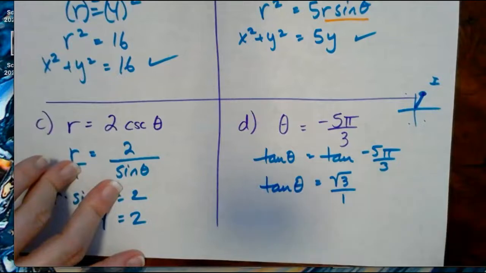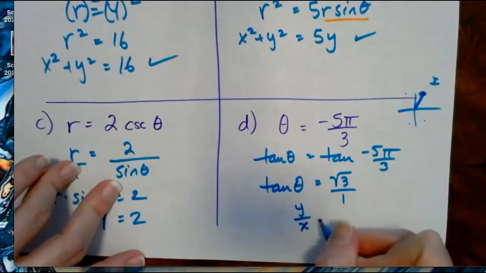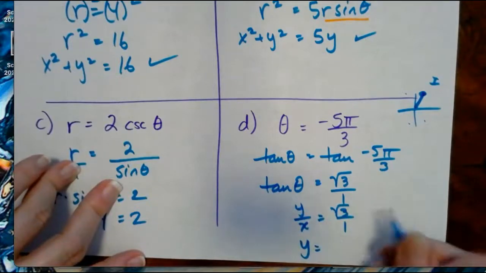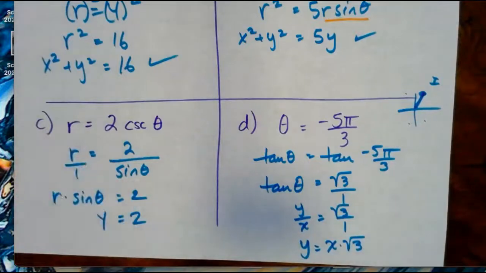If you want to put it over 1, that's fine. Then, when we replace the tan theta with y over x, we can then cross multiply. Y times 1 equals x times root 3. So y equals x times root 3. And that is the answer.